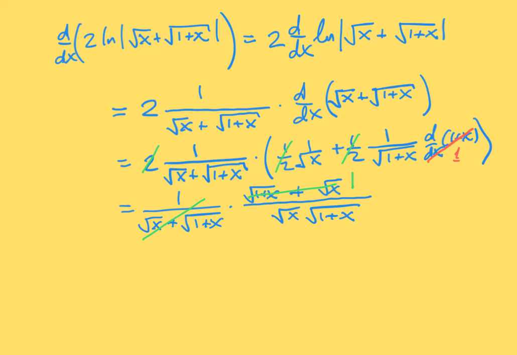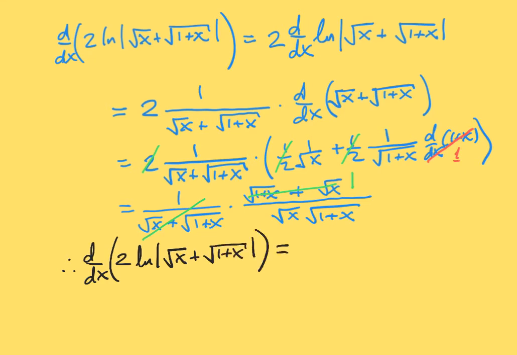So this tells us that our answer is that the derivative of 2 times the logarithm of the modulus of root x plus root 1 plus x is equal to 1 over root x times root of 1 plus x. And that is our answer for this derivative.